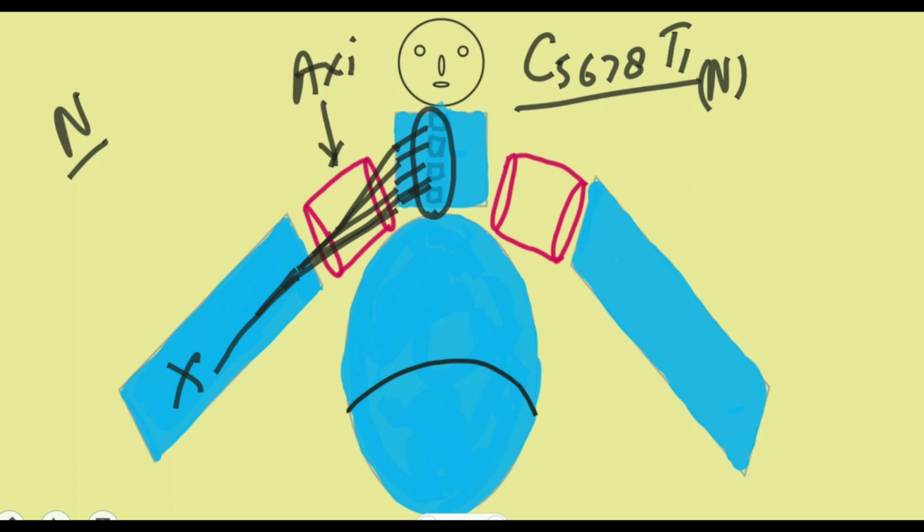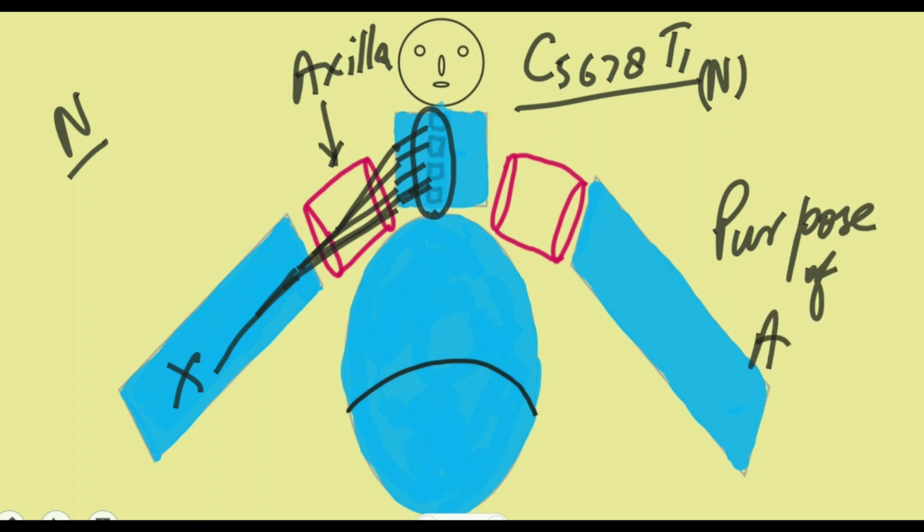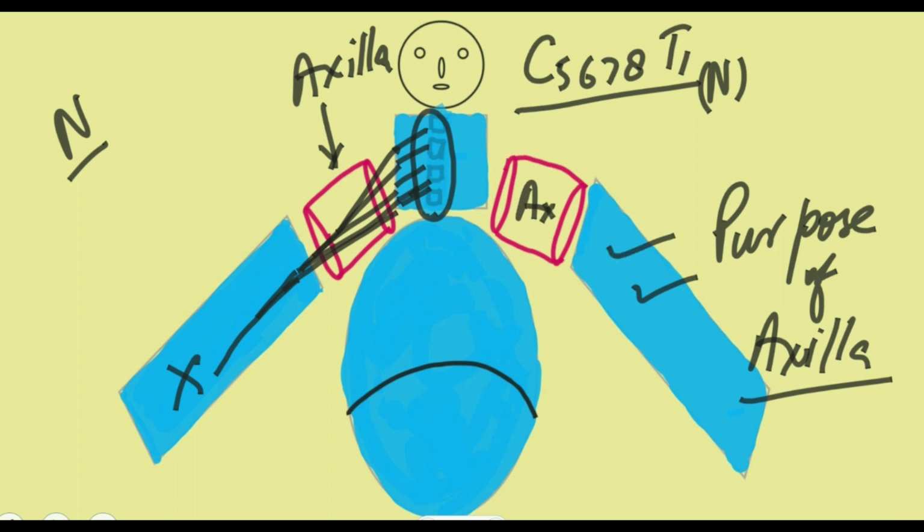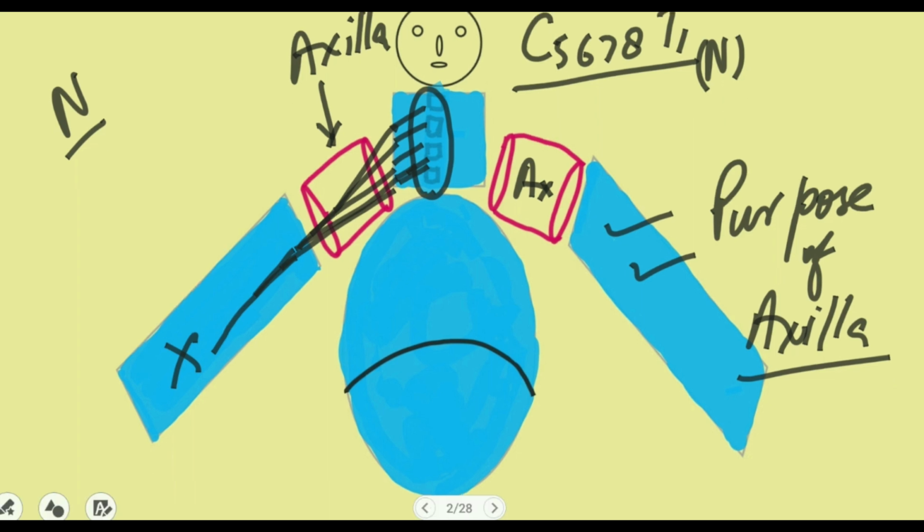This is the axilla. Now you can easily demonstrate what is the purpose of the axilla. The purpose of the axilla is that any structure that is passing inside the upper limb and any structure that is passing outside the upper limb has to pass through the axilla. This is the gateway for arteries, veins and nerves towards the upper limb.